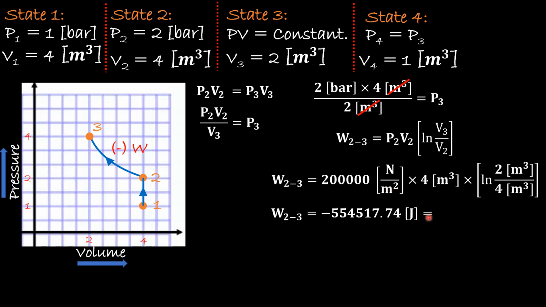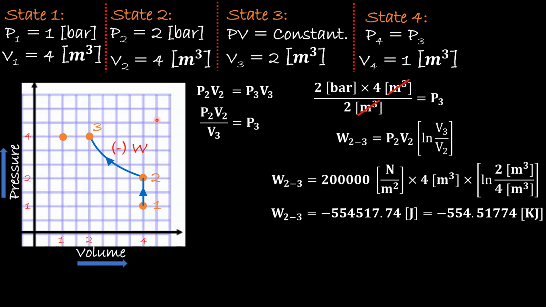When you plug this into your calculator, it will give you an answer of minus 554.52 kilojoules. And you see it's a negative sign in here. So that tells us what? So that tells us that the surrounding did the work, so that means the piston did the work on the gas in here. All right.